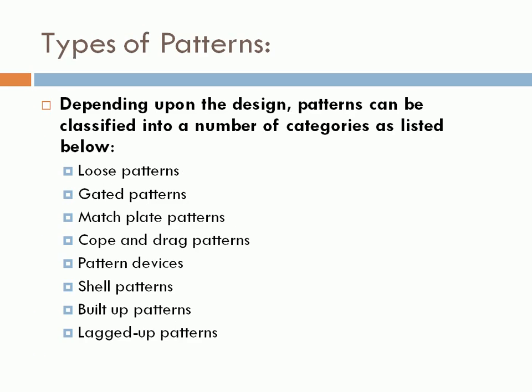Now, different types of pattern. Depending upon the design, patterns can be classified into a number of categories that are listed over here in this slide. From the next slide we will discuss the details of these different types of pattern, what is a loose pattern, what is a gated pattern. But first of all, remember them: loose patterns, gated patterns, match plate patterns, cope and drag patterns, pattern devices, shell patterns, built-up patterns, and lagged-up patterns. These are the different types of patterns we use in the casting process.